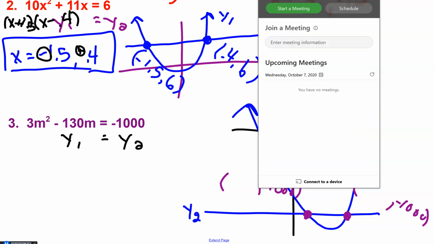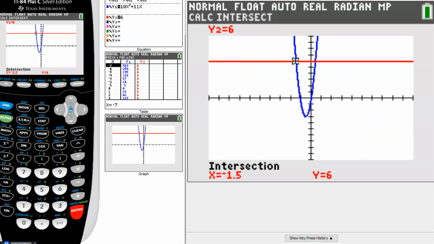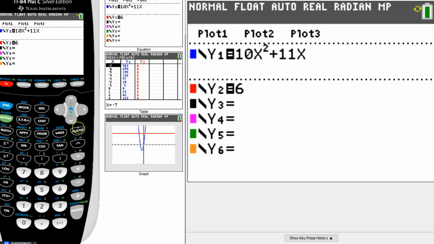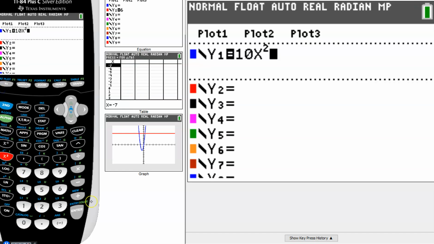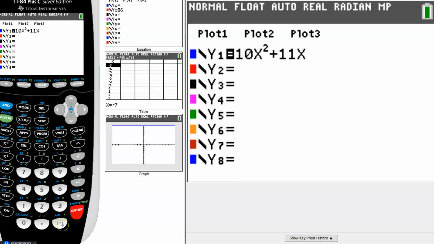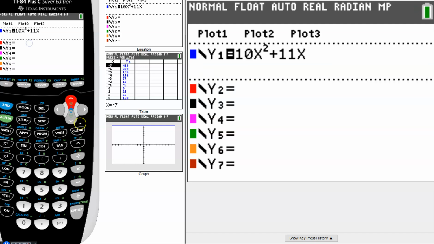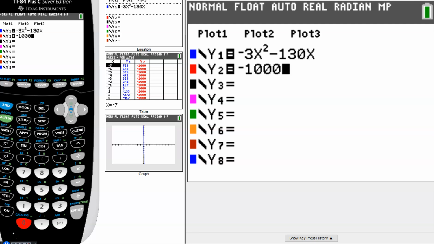So I'm going to go back to my calculator. Oops. I'm going to go into my y equal. I'm going to clear that out, and I'm going to type in my 10x squared plus 11x. And then my next one's going to be, oops, I'm doing the wrong one here. Let me clear that out and do that again. So I got all 3 of those in. Make sure that when you do this negative here, that you are using the negative button, not the subtraction, or you're going to get a syntax error on that.